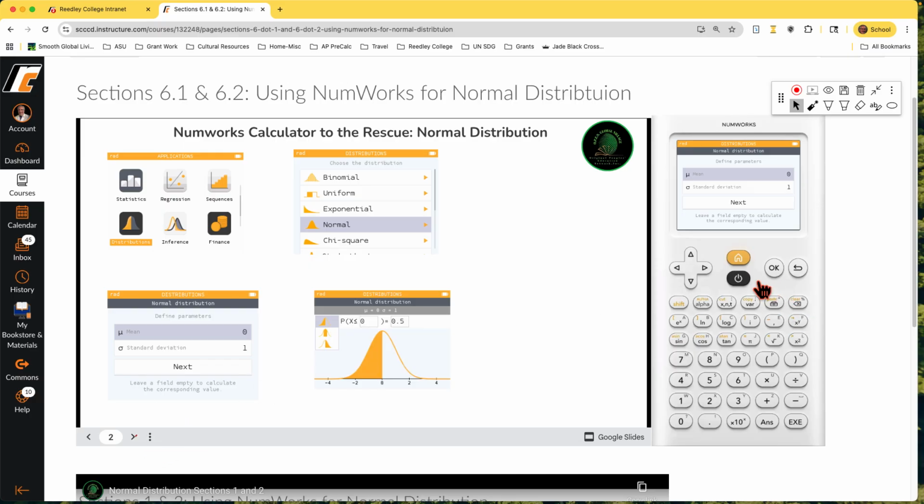And then when we go to the next step, so 0 and 1, we just accept them as the defaults. We get the bell-shaped curve. And since it's symmetric, how much of the curve is below the mean? The mean is 0, below is 50%. Okay. Now let me introduce you to the tools in here.